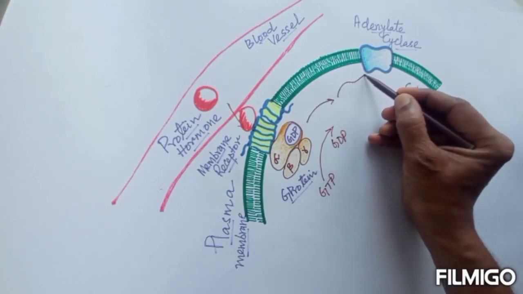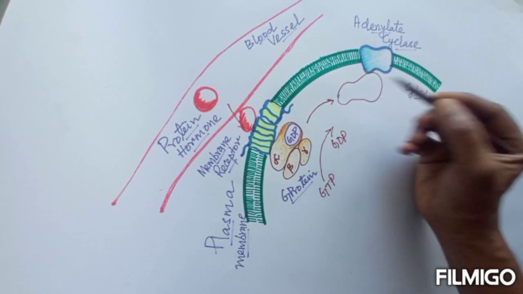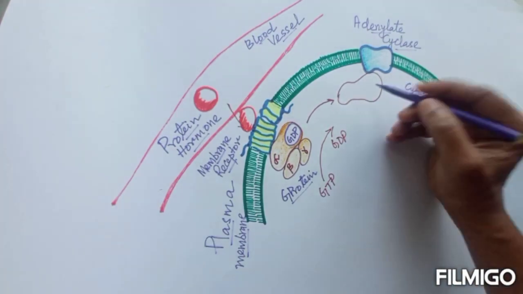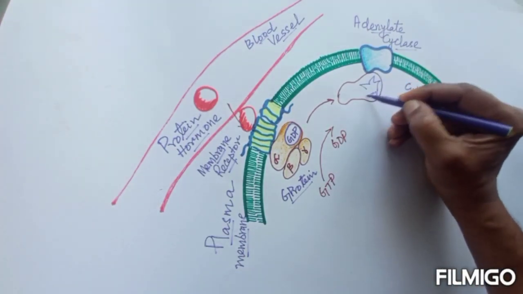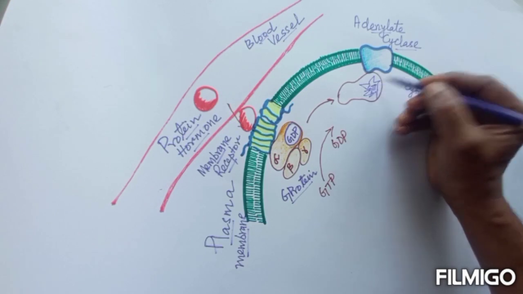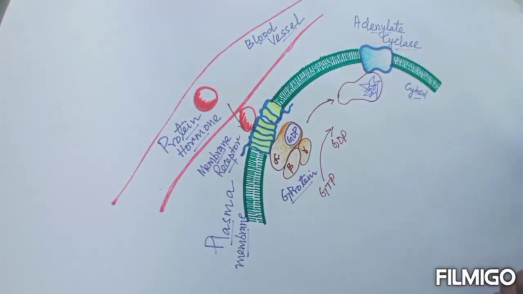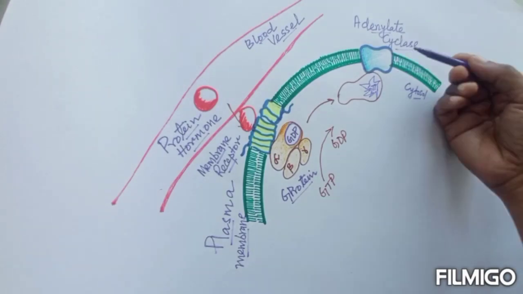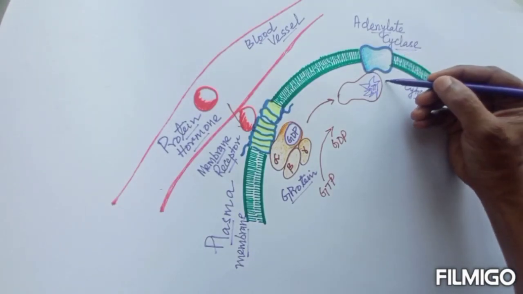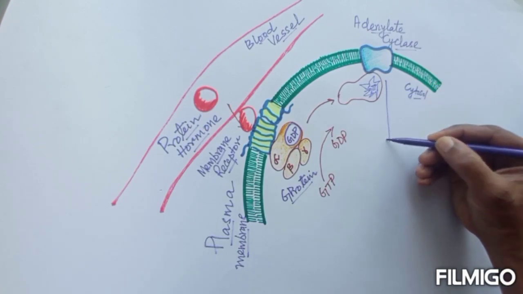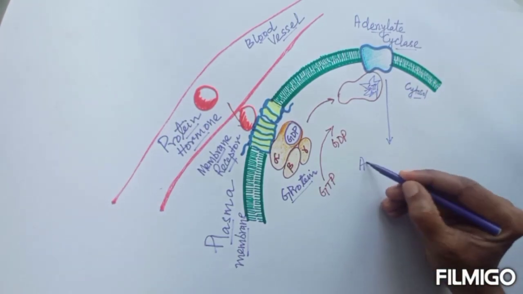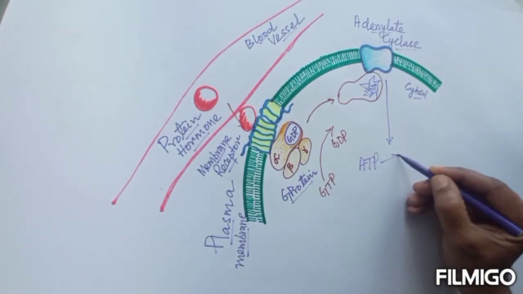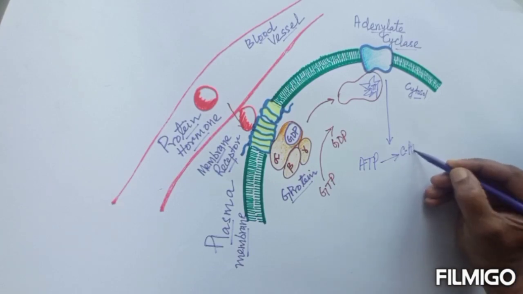like this together with the GTP. Now it is GTP which is attached to it. It gets attached to the adenylate cyclase enzyme. Now the adenylate cyclase gets activated, and what happens is that the activated adenylate cyclase converts ATP to cyclic AMP.